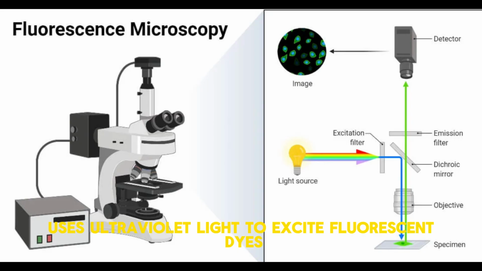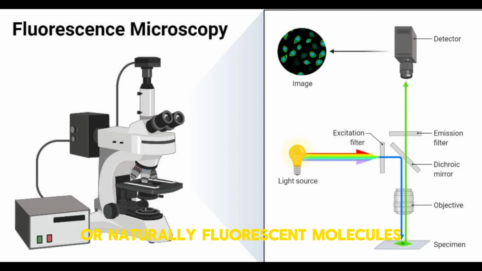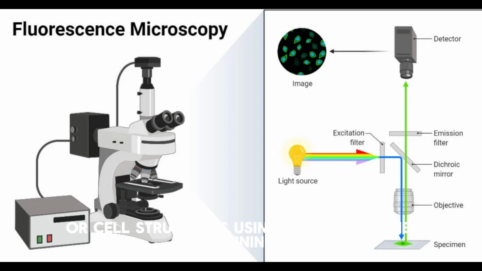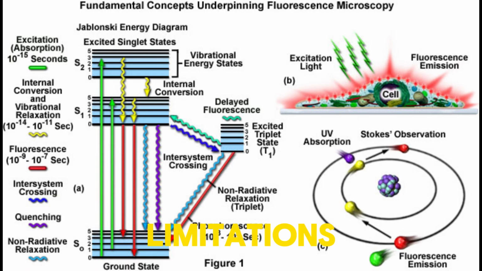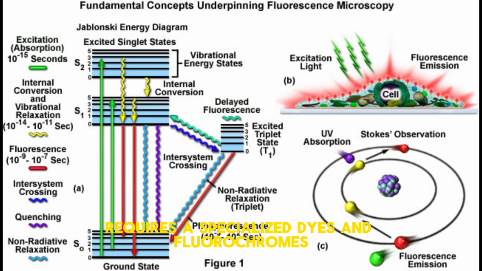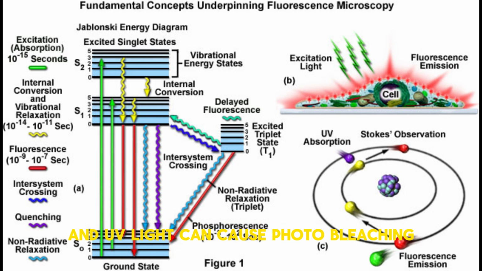Principle: uses ultraviolet light to excite fluorescent dyes, or naturally fluorescent molecules, which then emit visible light. Best for detecting specific proteins, pathogens, or cell structures using fluorochrome staining. Example, Mycobacterium tuberculosis detection by auramine-rhodamine stain. Limitations: requires specialized dyes and fluorochromes, and UV light can cause photobleaching.